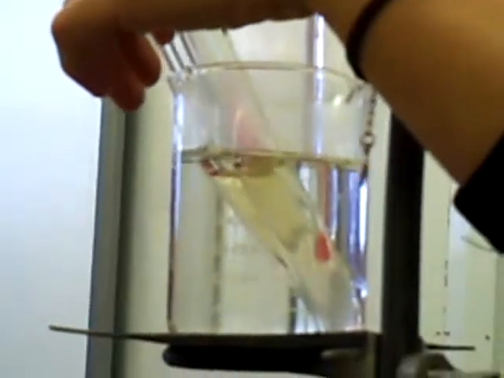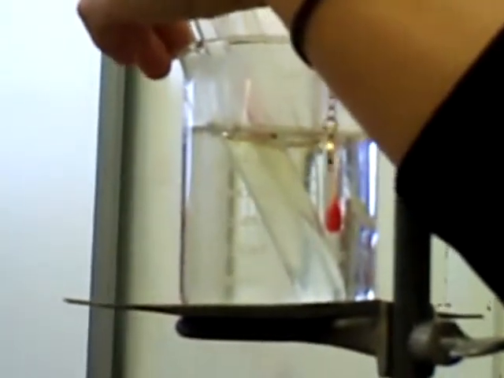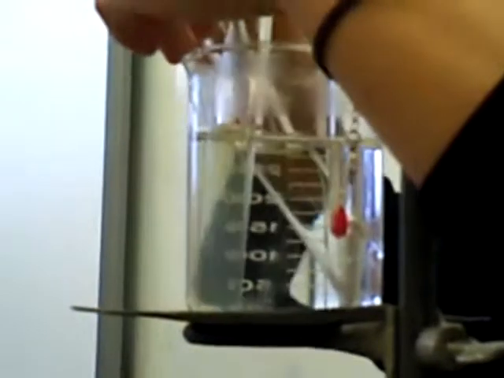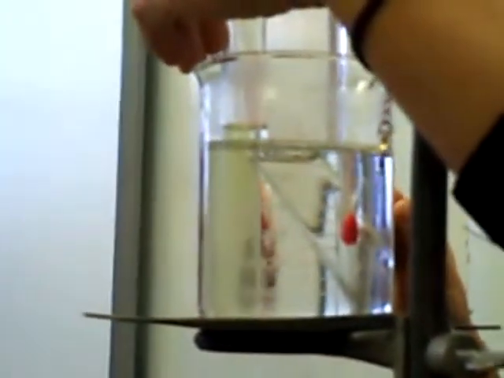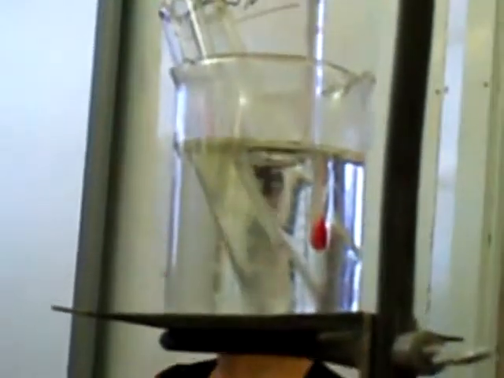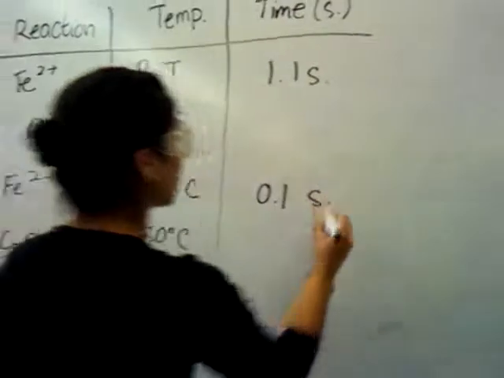Done. Oh, it was done as soon as I added it. Try again. Wow. That was like 0.8 seconds. Try that again? Yeah. 3, 2, 1. Whoa, 0.5. Okay, so I'll put that at about 0.74 seconds. So our iron at 50 degrees takes about 0.1 seconds.